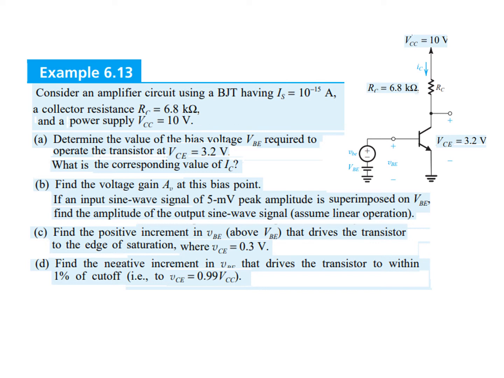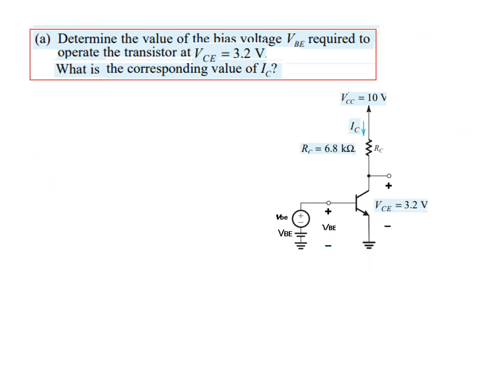Now we come to the example. This is the circuit. IS is given, RC is given, VCC is given, and we have to find these 4 parameters. We'll see them one by one. Now the first case: determine the value of the bias voltage VBE required to operate the transistor at VCE 3.2. So we have to find VBE when VCE is 3.2, and also the corresponding value of IC.